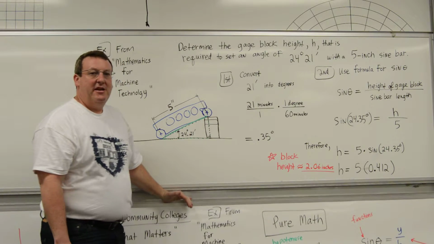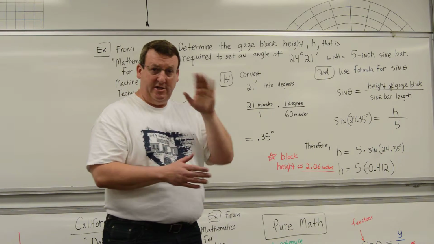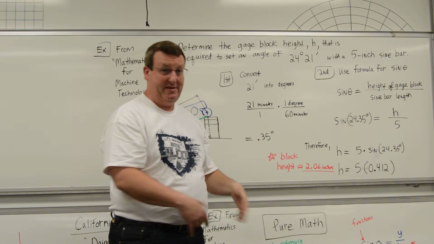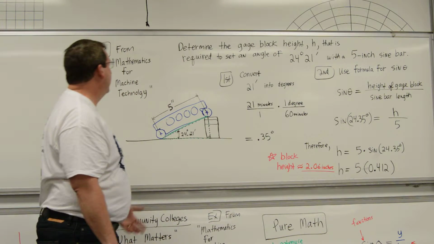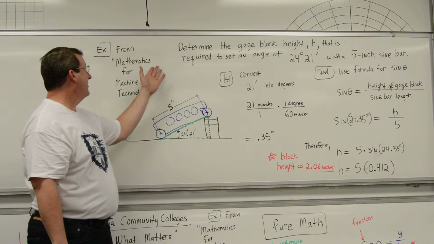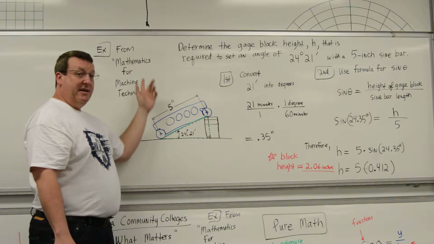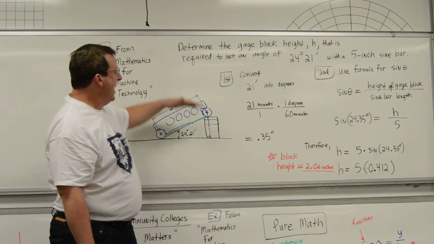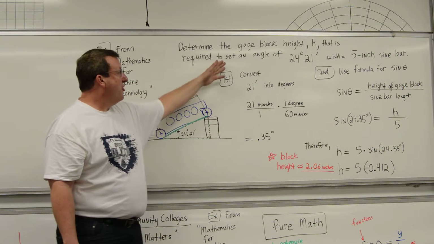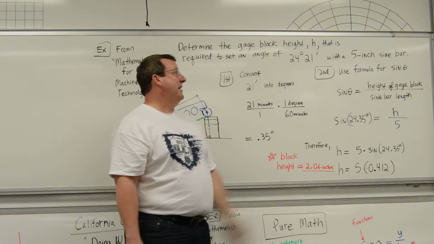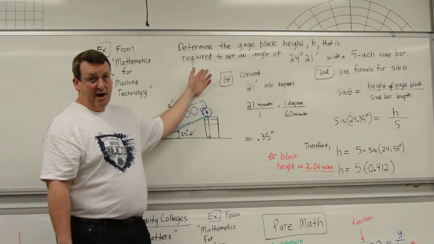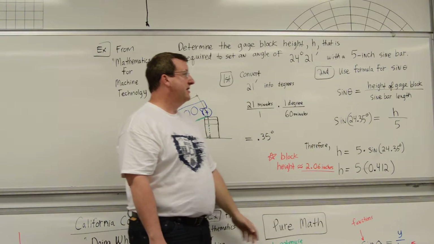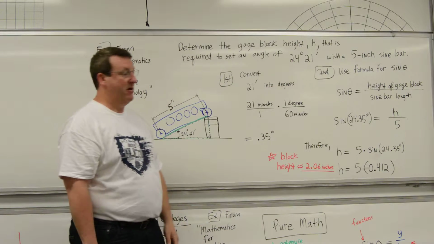Thing of value is you might need to cut a part or cut something at a very specific angle as you're designing and creating something. That has value. So let's look at this. This is another example from a textbook I really like, Mathematics for Machine Technology from Patterson and Smith. And the question says, determine the gauge block height, h, that is required to set a particular angle 24 degrees and 21 minutes with a 5-inch sine bar.